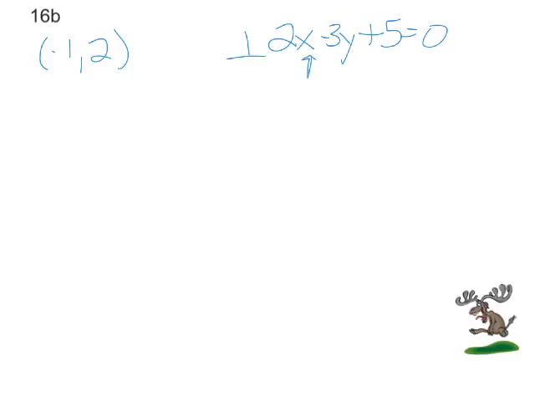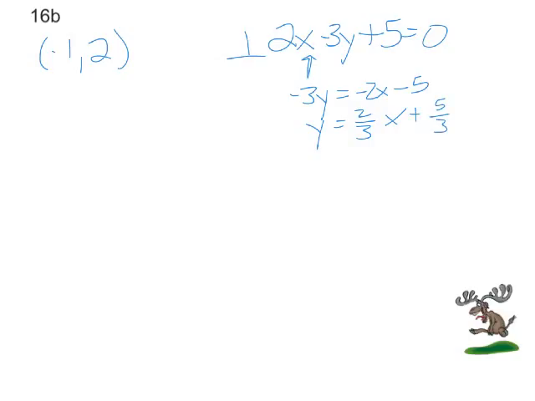Alright, 16b, we're going through negative 1, 2, and we are perpendicular to the line 2x minus 3y plus 5 equals 0. So we need to find the slope of this line. The easiest way that I find slope is solving it for y. Negative 3y is equal to negative 2x minus 5. Y is 2/3 x plus 5/3.